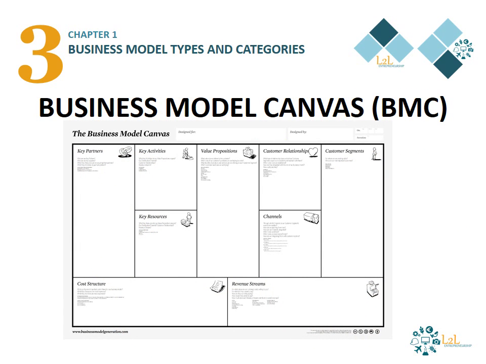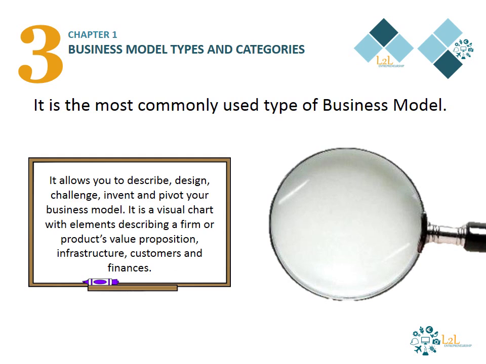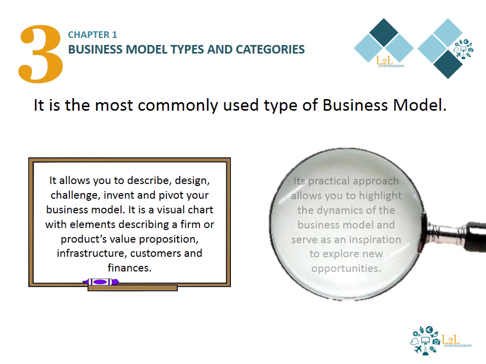Business model canvas, BMC. It is the most commonly used type of business model. It allows you to describe, design, challenge, invent, and pivot your business model. It is a visual chart whose elements describe a firm or product's value proposition, infrastructure, customers, and finances. Its practical approach allows you to highlight the dynamics of the business model and serve as an inspiration to explore new opportunities.